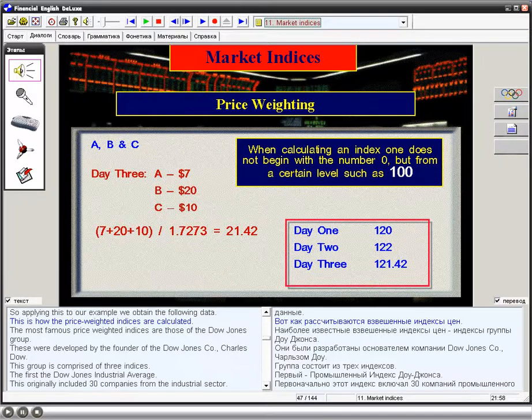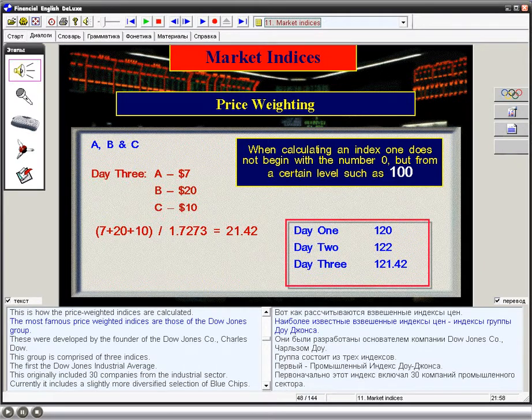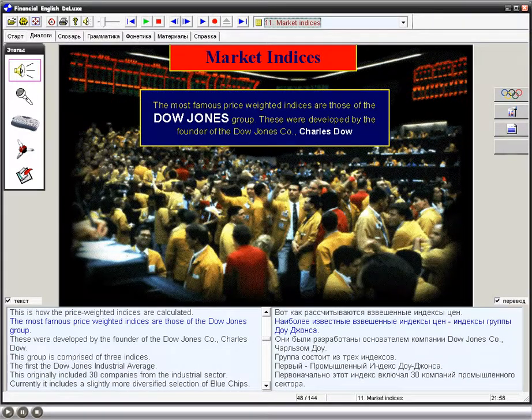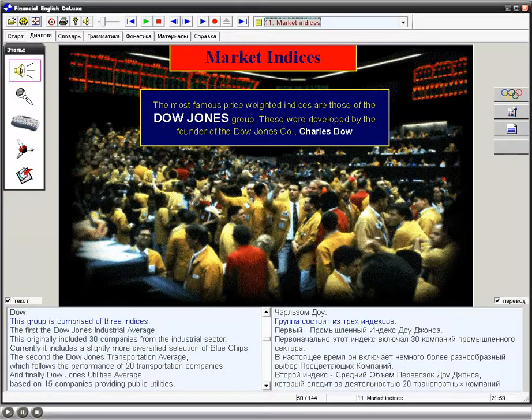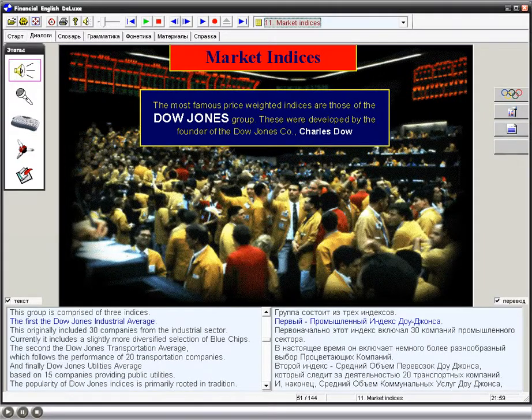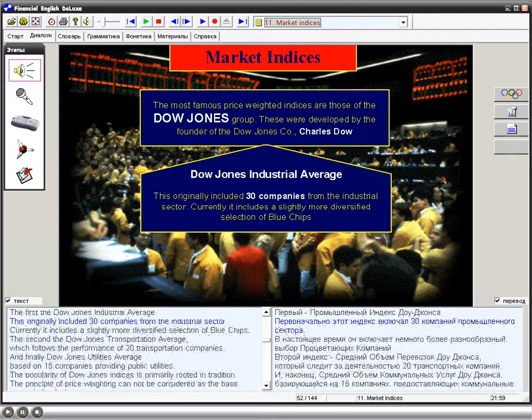This is how the price-weighted indices are calculated. The most famous price-weighted indices are those of the Dow Jones Group. These were developed by the founder of the Dow Jones Company, Charles Dow. This group is comprised of 3 indices. The first, the Dow Jones Industrial Average.